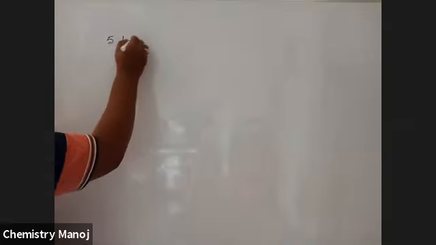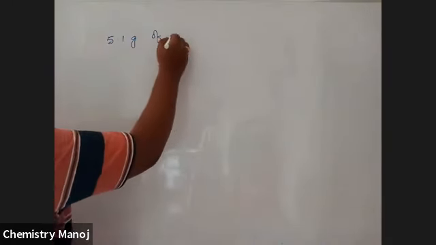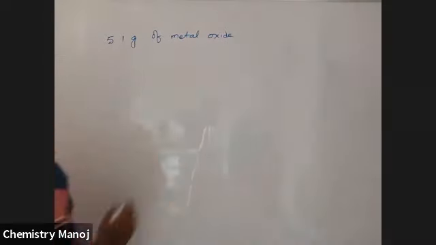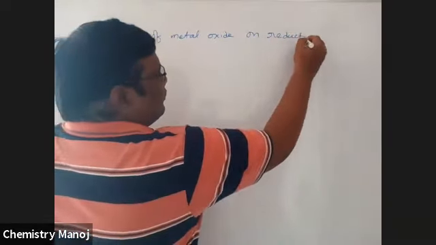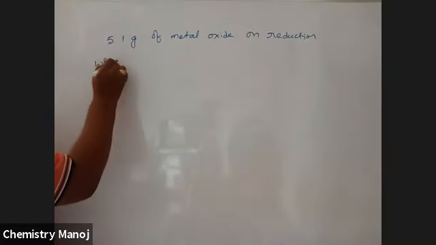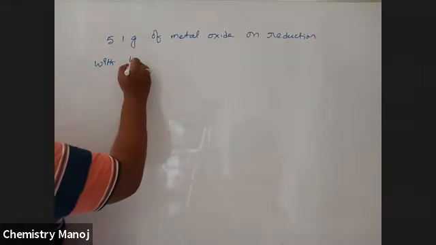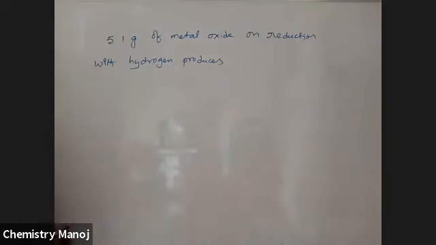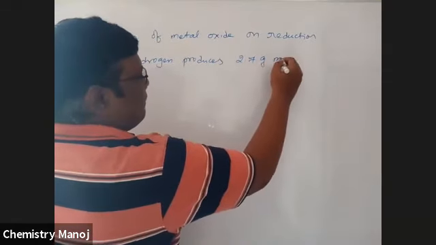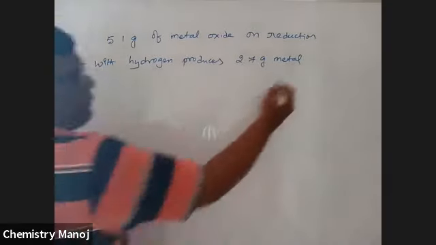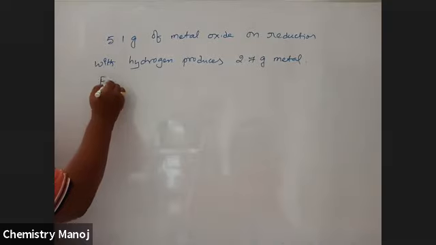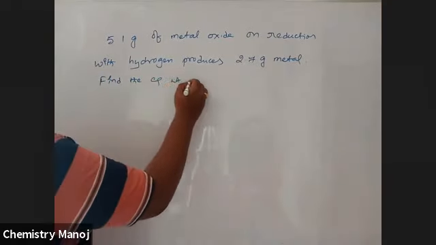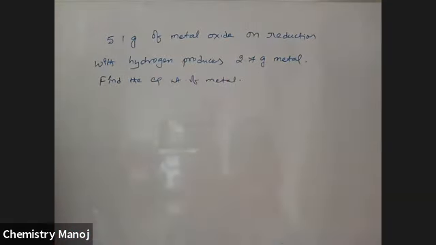I'm expecting this from your side. 5.1 grams of metal oxide, on reduction with hydrogen, produces 2.7 grams of metal. Find the equivalent weight of the metal.